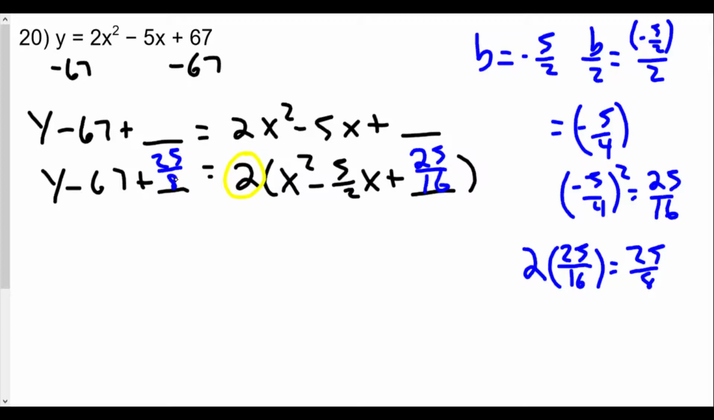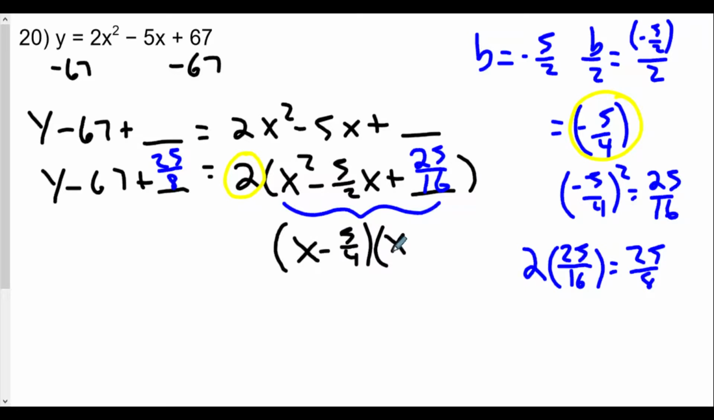Now we say, oh, the factoring part is going to be so brutal. Again, we don't have to worry about this much. This part here factors nicely. You're saying, how does it factor? We got this value of negative 5 over 4. So in here, we'll have x minus 5 over 4 times x minus 5 over 4. Oh, times 2, of course, on the outside.